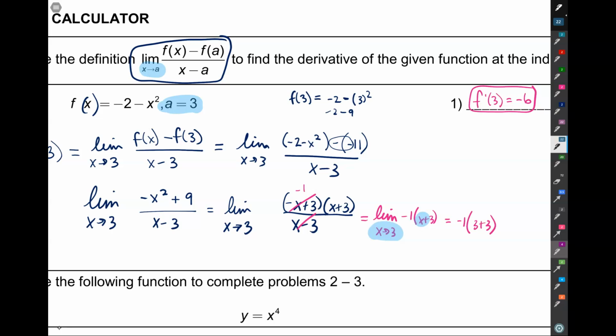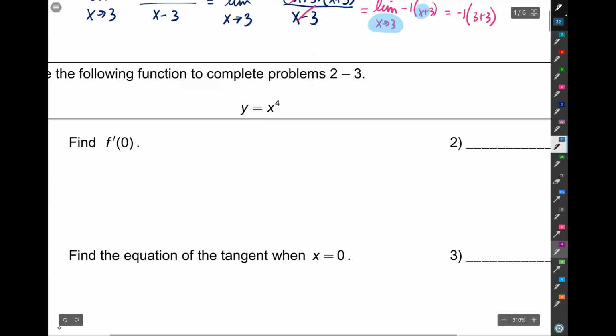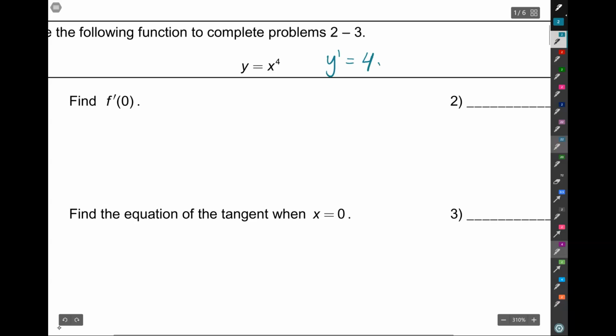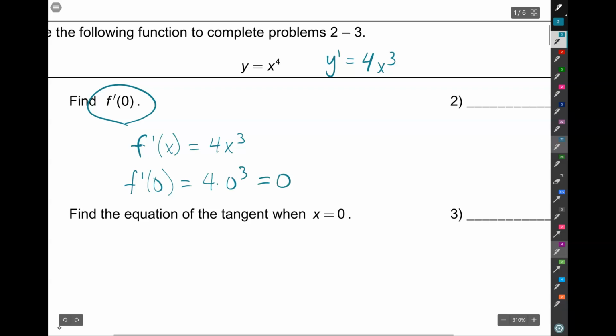Are you ready to go on? Okay, if you're done, try the next one. Notice I didn't say you had to use the definition of limit, so that means for this one you can use the power rule. Yeah, it makes it much easier. What is the first derivative? 4x to the third. So if I want the derivative at 0, we know f prime of x is 4x to the third. So 4 times 0 to the third is 0.